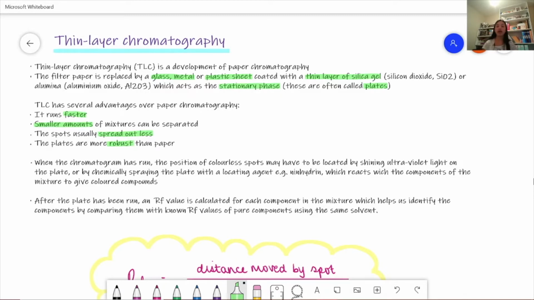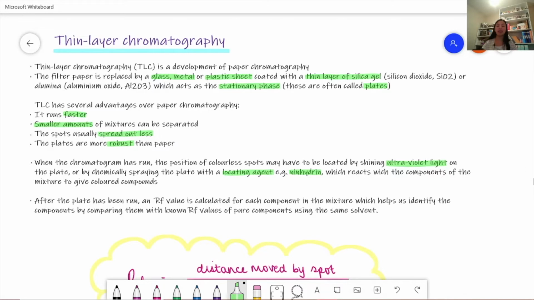When the chromatogram has run, the position of colourless spots may have to be located by shining ultraviolet light onto the plate or by chemically spraying the plate with a locating agent. So we use ninhydrin, and this reacts with the components of the mixture to give coloured compounds. Ninhydrin normally turns the spots purple. So this is how we can actually see them on the plate.